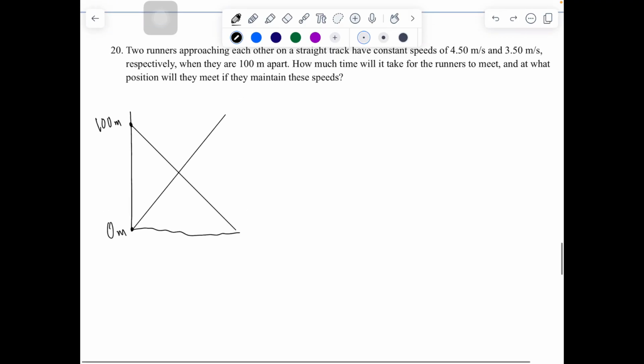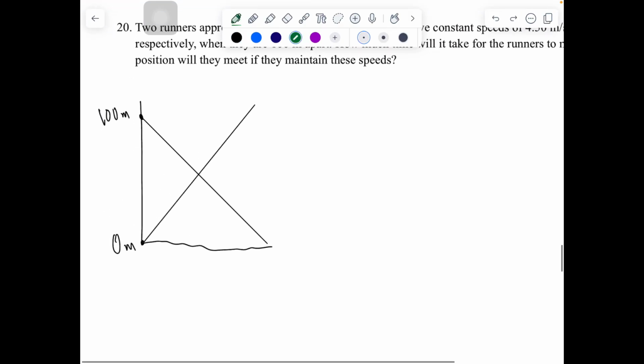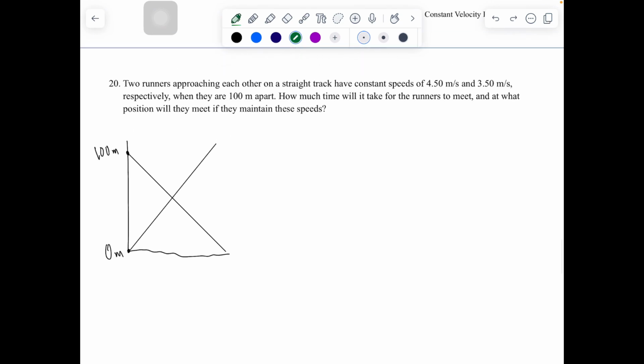Let's say our person that starts at 100 meters, they're moving at that velocity of 3.5 meters per second. And in particular, this is a negative velocity. They're moving downward. The other person moving forward, they have that velocity 4.5 meters per second. It's positive because they are moving forward in the positive direction with this positive slope.